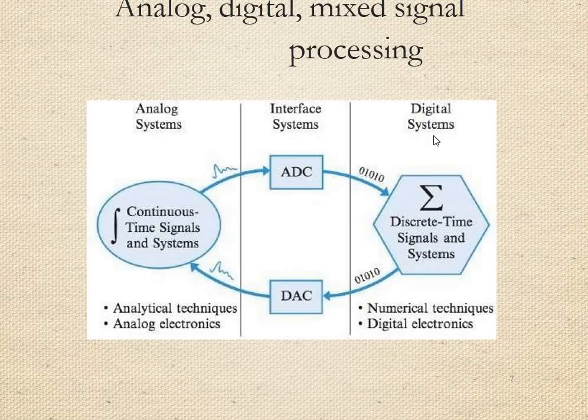Here we can see analog, digital and mixed signal processing cycle. Here the continuous time signal and systems is converted to discrete time signal systems using an analog to digital converter. And this is an interface system between continuous signal and discrete time signal. For analog systems, the examples are analytical techniques and analog processing. For digital systems, numerical techniques and digital electronics processing techniques are used.